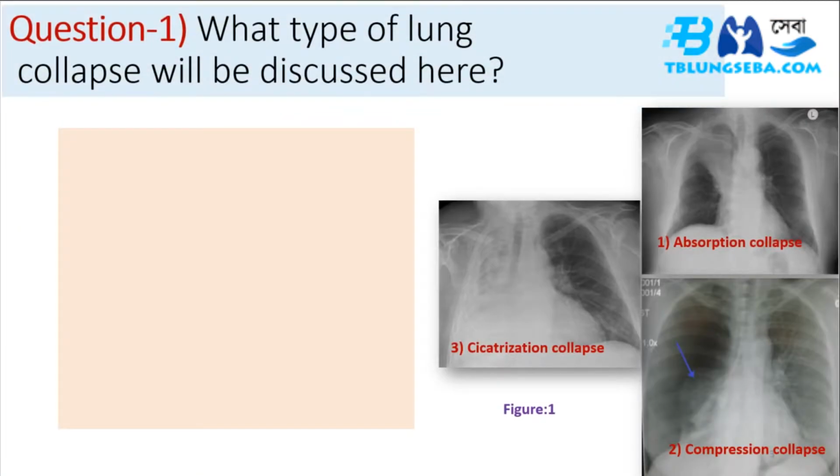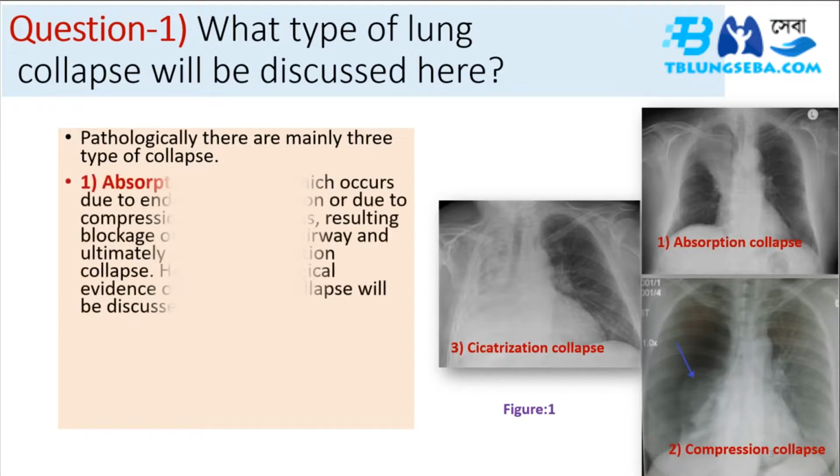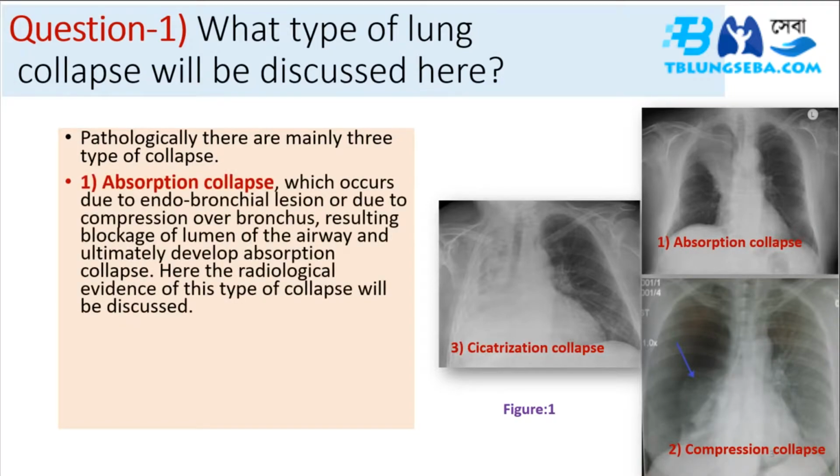Question 1. What type of lung collapse will be discussed here? Pathologically there are mainly three types of collapse. 1. Absorption collapse, which occurs due to an endobronchial lesion or compression over the bronchus, resulting in blockage of the lumen of the airway and ultimately developing absorption collapse. Here the radiological evidence of this type of collapse will be discussed.